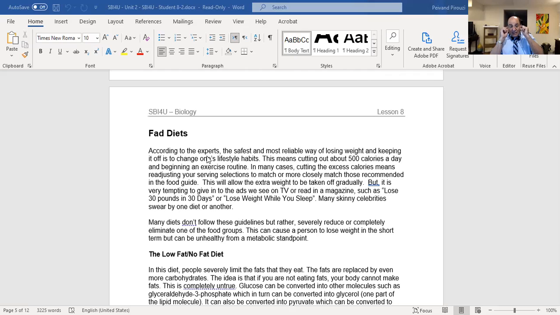Now, what happens is that when we are using those nutrients, this is because we are in need. Sometimes eating becomes a habit.